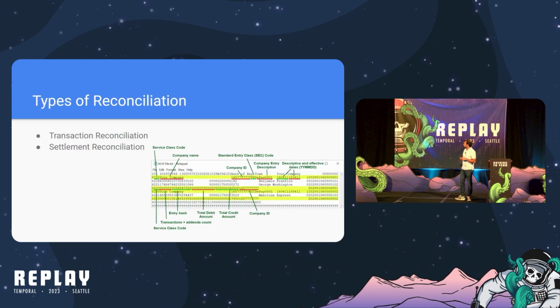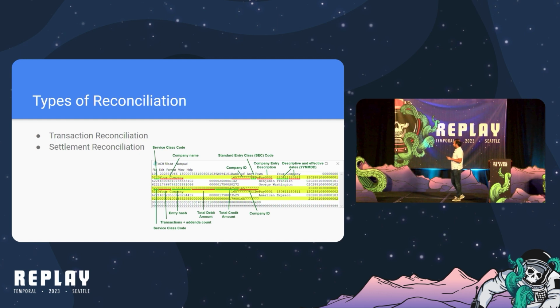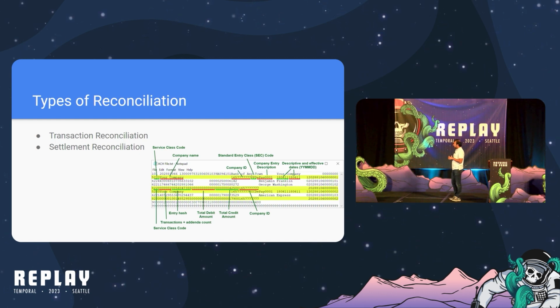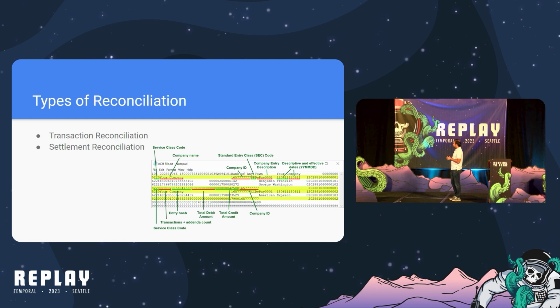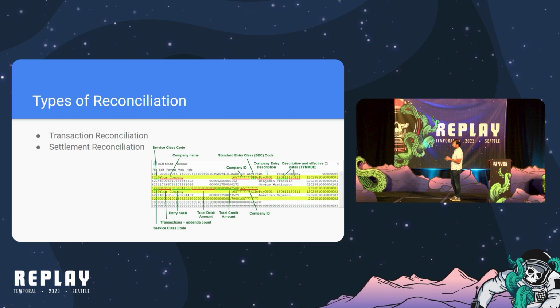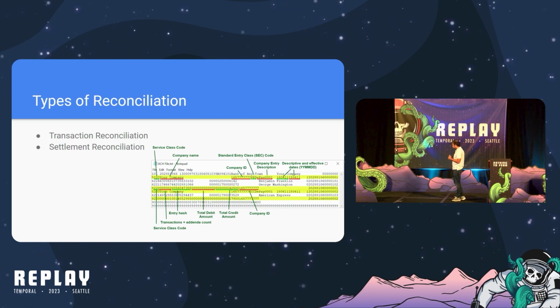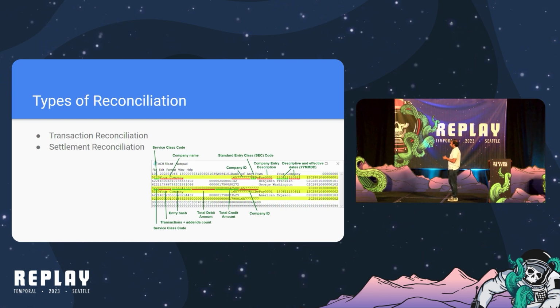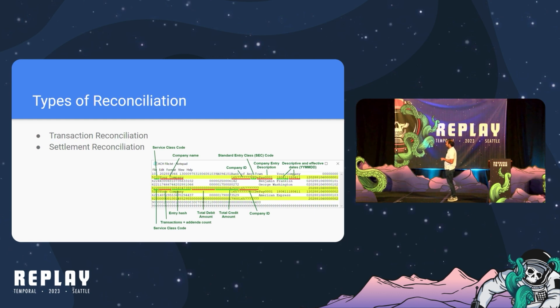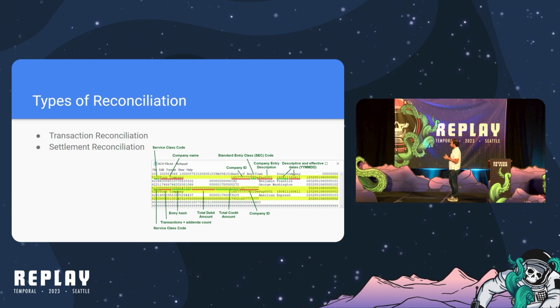Okay, so there are two kinds of reconciliation. One is transaction reconciliation and the other is settlement reconciliation. So let's say you have a transaction, and the image you see is an ACH file that comes in from the Fed to a bank. If you see, there are two transactions here, one for Benjamin Franklin and the other for George Washington. So there are two transactions.